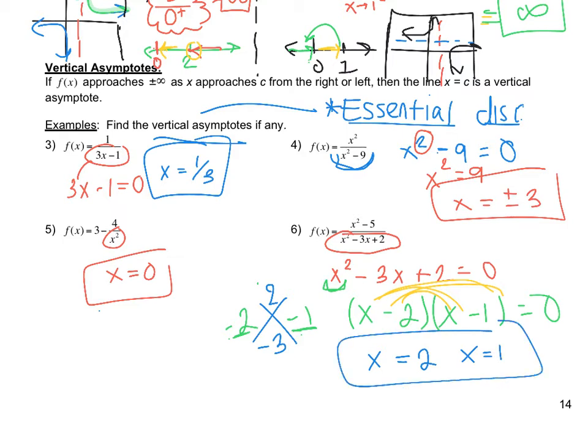Okay, so that's just a quick recap on finding where those vertical asymptotes are. All right, so let's flip the page and kind of recap what we've done and look at a few new properties of limits and wrap things up.